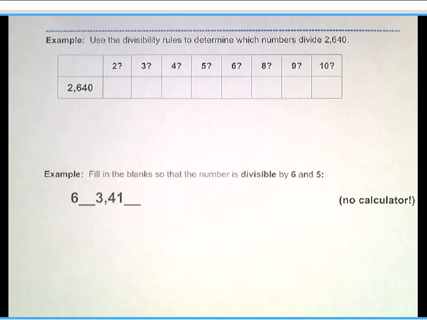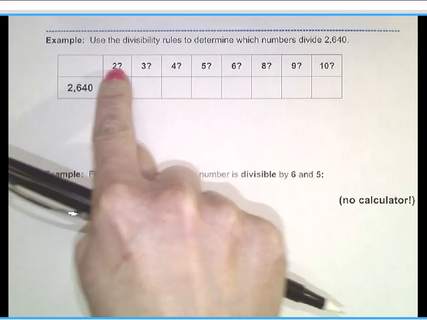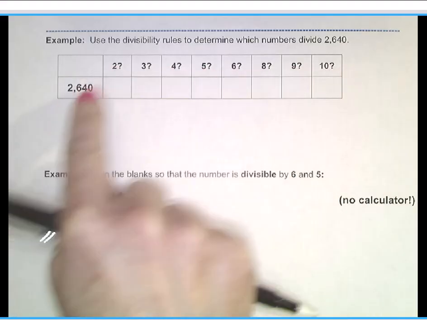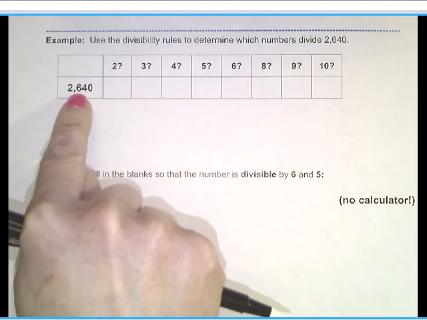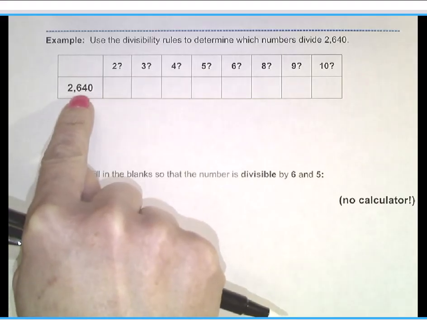Now we're going to do some examples using divisibility rules, and the big idea for all of this, the reason we're learning this, is no calculator. The idea is to not have to use a calculator for these divisibility rules. So we're going to put all the divisibility rules together and find out which numbers will divide 2640.